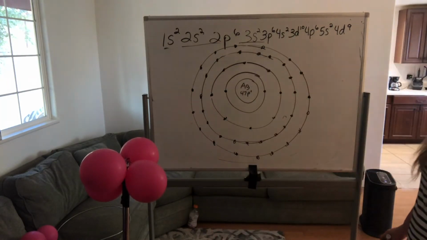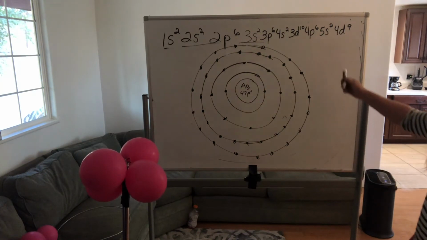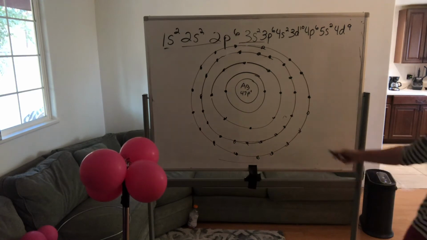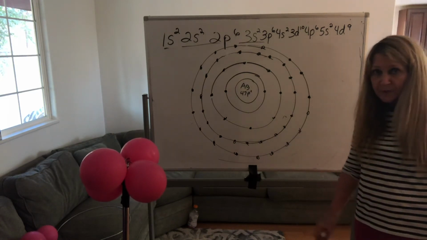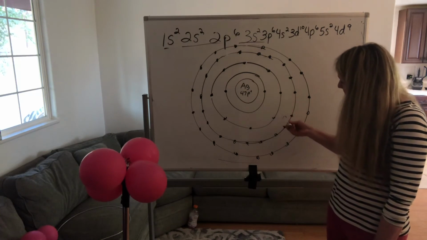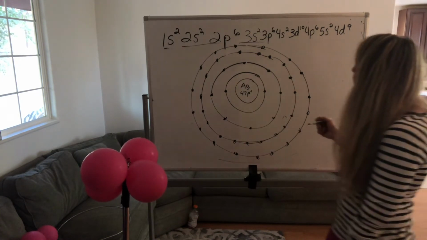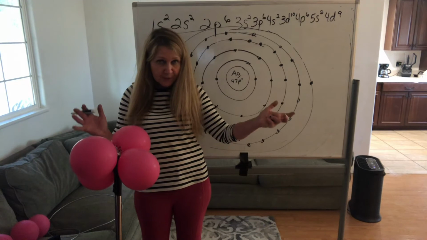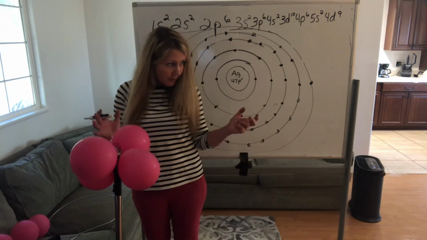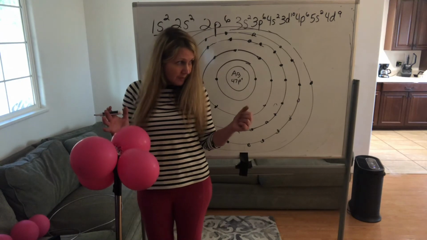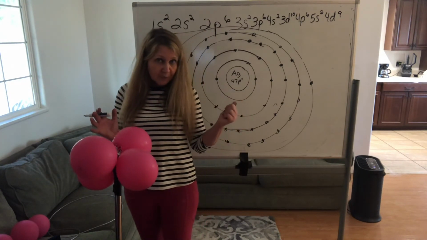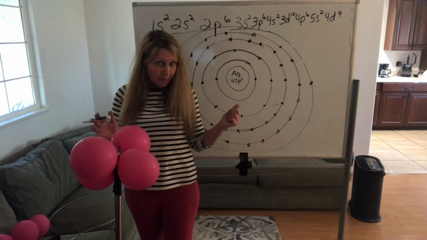Okay, so 17 out there. Not filled up, you'll notice, because this one, the fourth one, can actually hold 32. Remember the first one 2, second one 8, third one 18, 32. Silver is actually a transition metal, so you cannot determine the number of valence electrons from transition metals by looking at the periodic table.